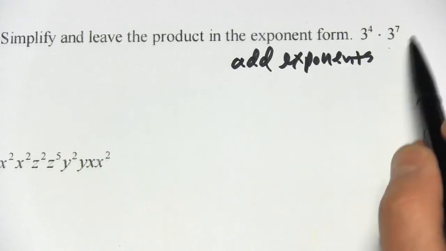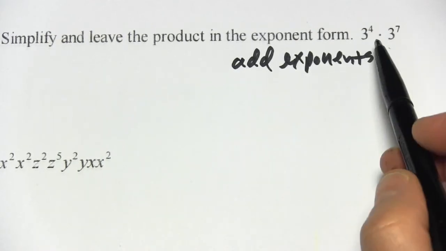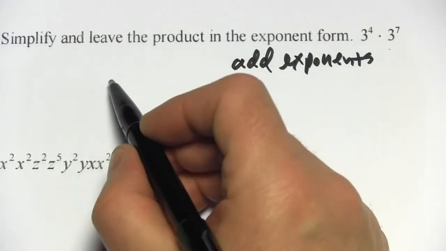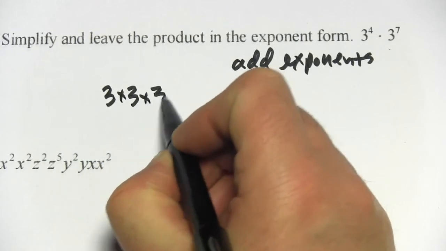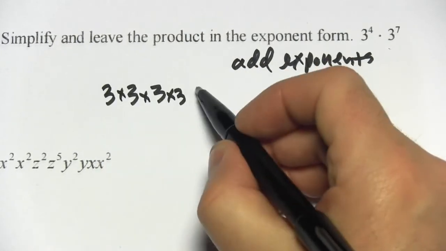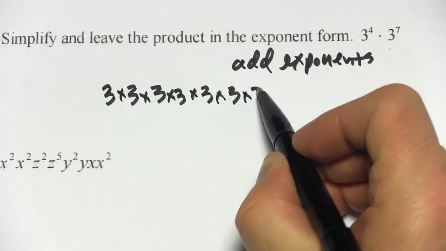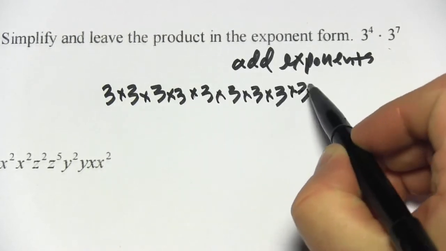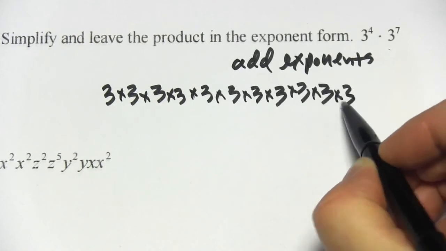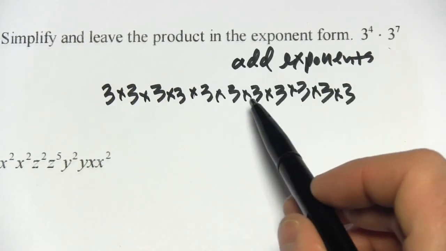It might seem a little bit odd that when you multiply something you have to add the exponents. But 3 to the 4th power is really 3 times 3 times 3 times 3. And then we're multiplying that by 3 to the 7th power, which is 3 times 3 times 3 times 3 times 3 times 3 times 3. Did I get that right? 1, 2, 3, 4, 5, 6, 7.